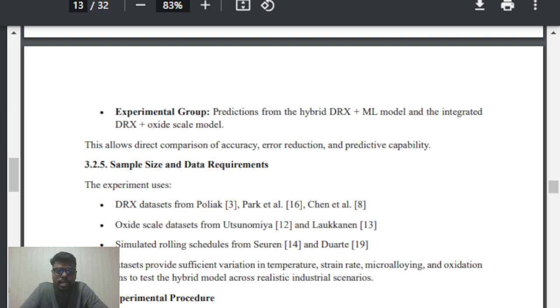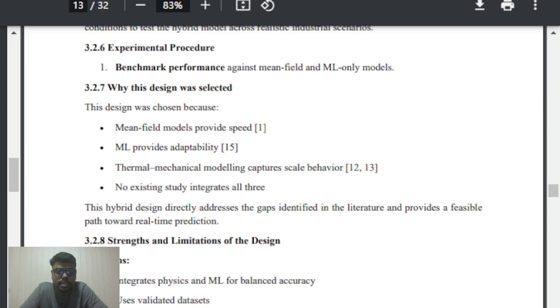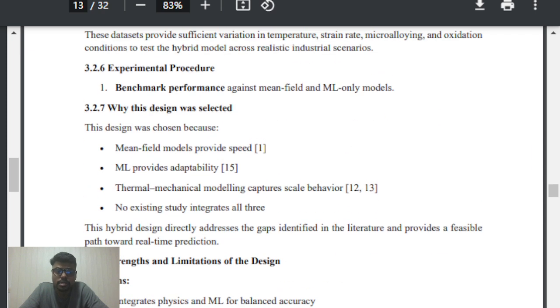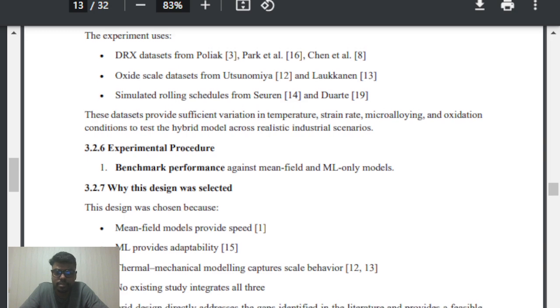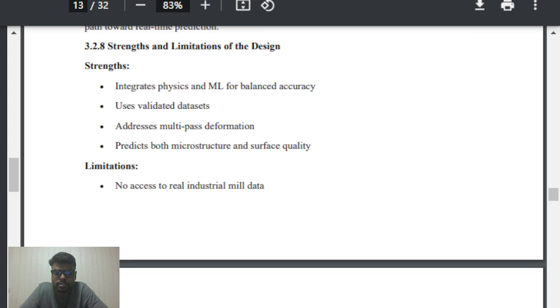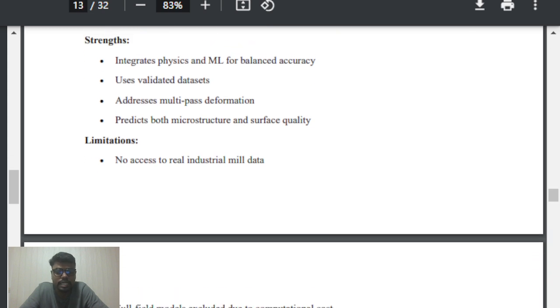Another advantage is that the design directly addresses the gaps found in the literature. It does not only focus on internal grain refinement, and it does not only focus on surface defects. Instead, it connects both, because both are influenced by the same rolling temperature, strain, and deformation history.